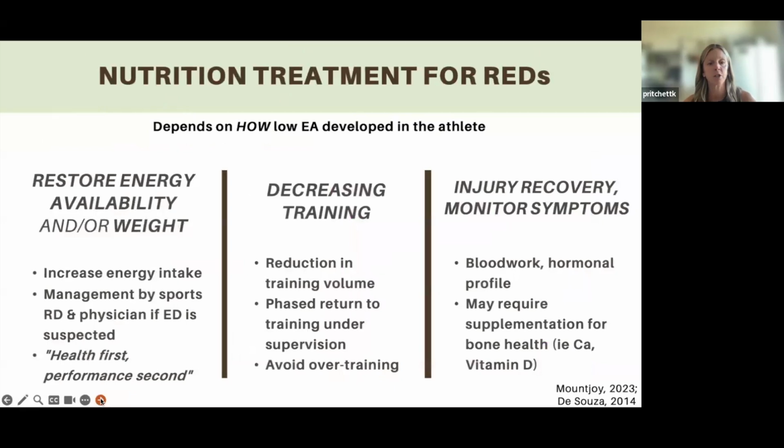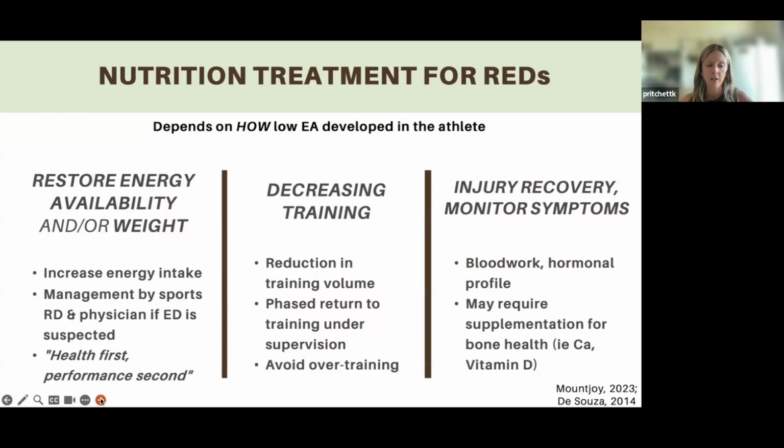And then from a nutrition standpoint, it's very important, first and foremost, that if you suspect your athlete has low energy availability, you reach out to a sports dietitian who can help with the correction of energy availability. And even more important, if you suspect that there's an eating disorder or disordered eating, that they're referred to both a physician and a sports dietitian.